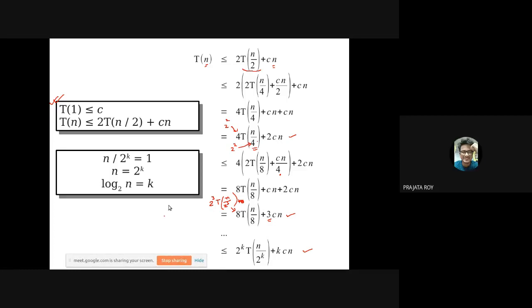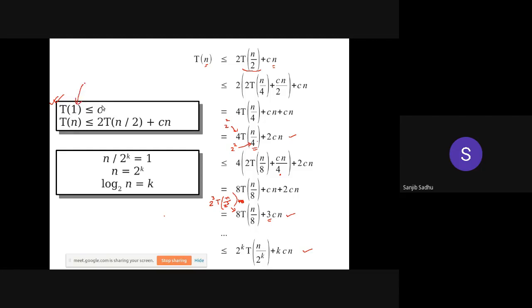Yes, sir. So next, what will we do? We know that we need to find a closed form equation. Closed form means no T should be on the right hand side. That means I should replace T of some value within the brackets by some value. But in the recursion, no such value has been given except n equal to 1. If the inner argument is 1, then we can replace it by some constant c.